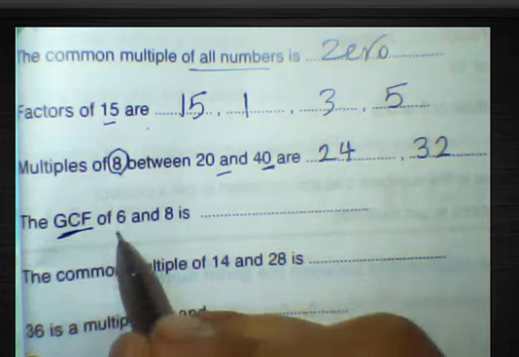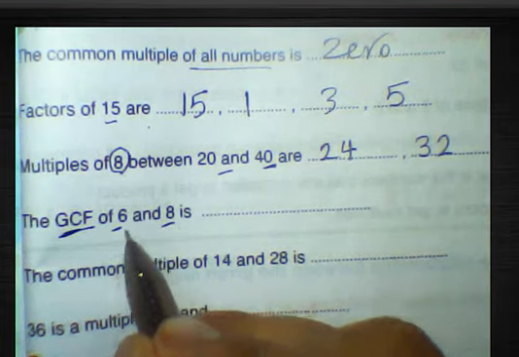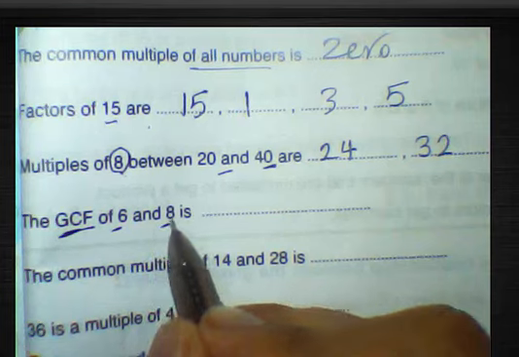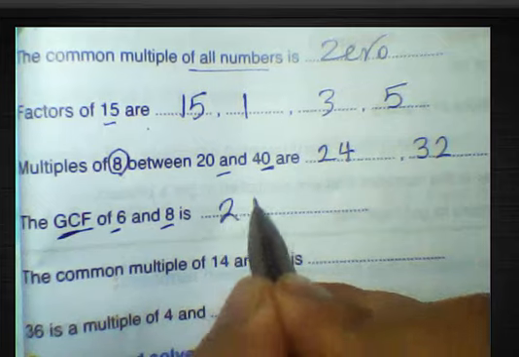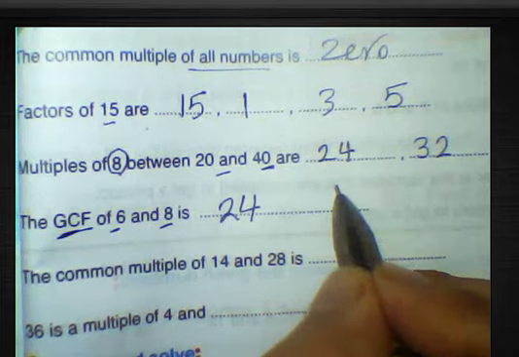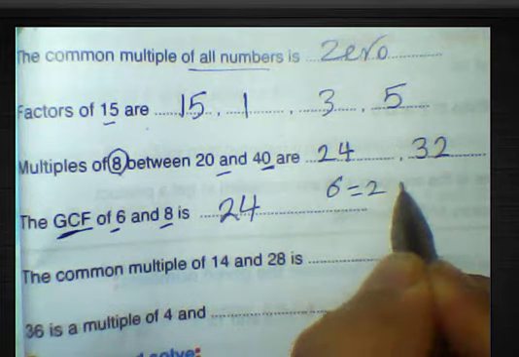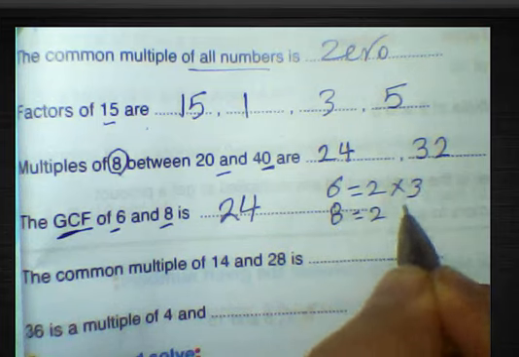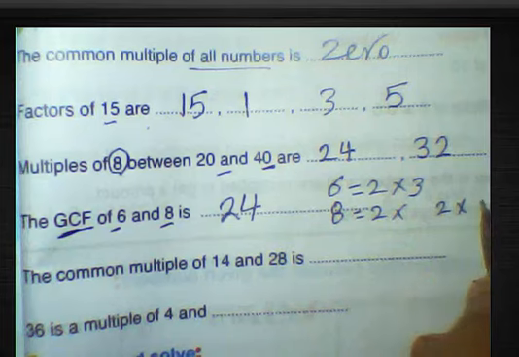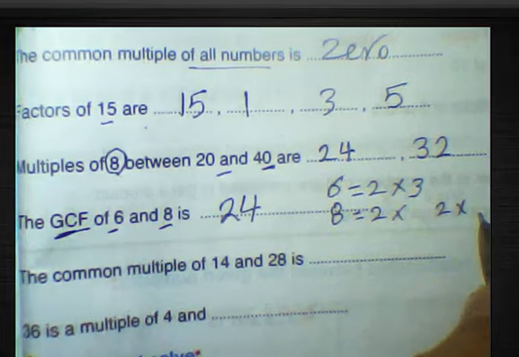The greatest common factor of 6 and 8. Multiples of 8: 8 plus 8 equals 16, which cannot be divided by 6. 24 can be divided by 6. Or you can factorize: 6 equals 2 times 3, and 8 equals 2 times 2 times 2.